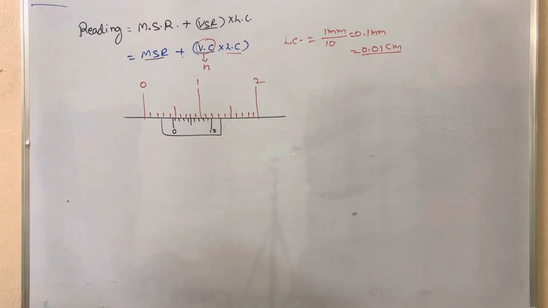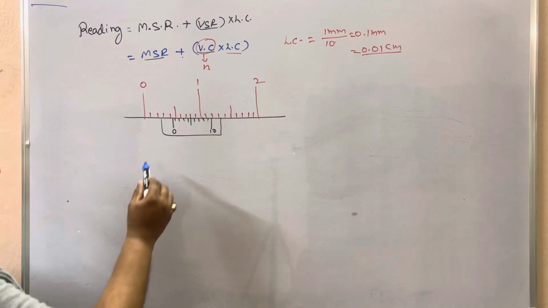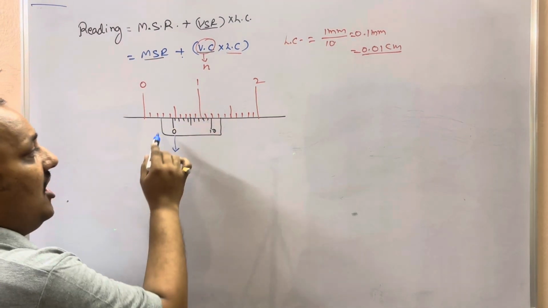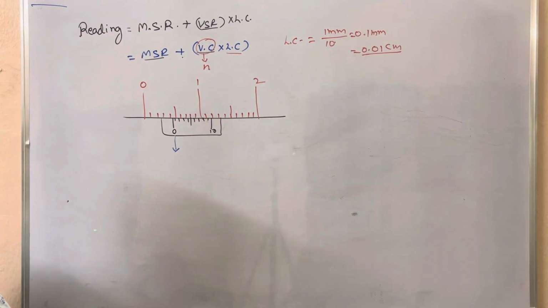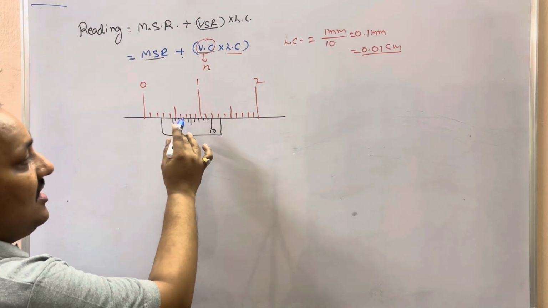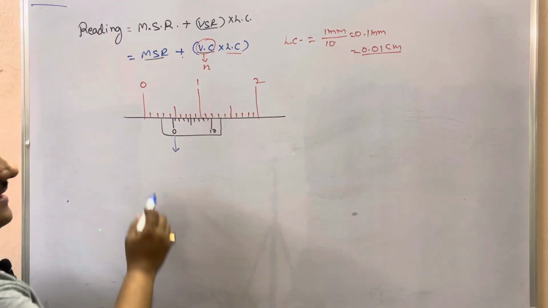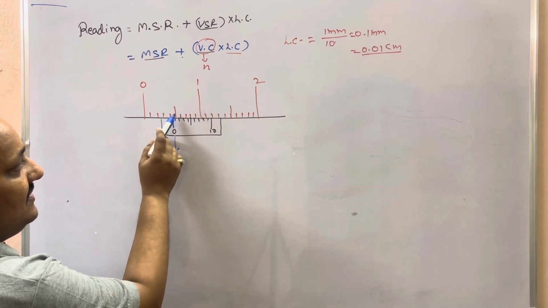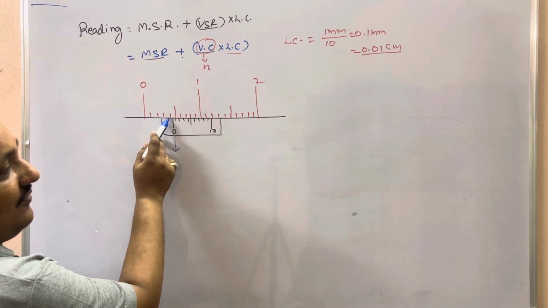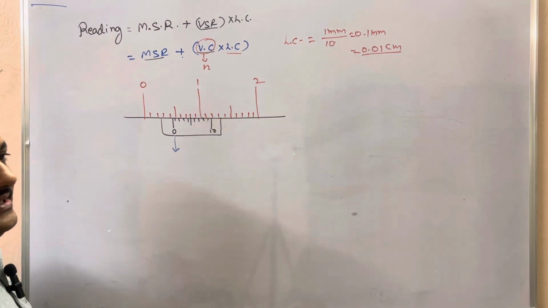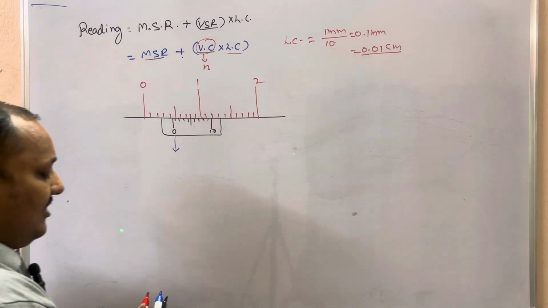Now, what is the reading of this? How to take the reading of this means always the reading is, the 0 on the vernier scale is crossing how much value on the main scale. Once again, I am saying, this 0 is crossing how much value on the main scale. So on the main scale, it is crossing this one. What is this value now? So this is 0.5, this is 0.4, this is going to be 1, 1.1, 1.2, 1.3, 1.4, isn't it?